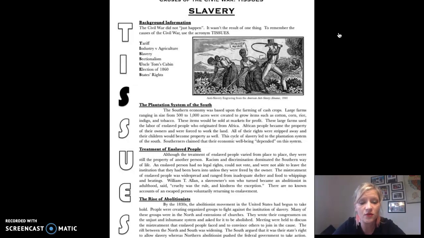Many of these groups were in the North and extensions of churches. They wrote their congressmen on the unjust and inhumane system and asked for it to be abolished. Meetings were held to discuss the mistreatment that enslaved people faced and to convince others to join the cause. The rift between the North and South was widening. The South argued that it was their state's right to allow slavery, whereas Northern abolitionists pushed the federal government to take action. This would serve as a central issue throughout the Civil War. It would serve as the issue President Abraham Lincoln would champion to abolish towards the end of the war.